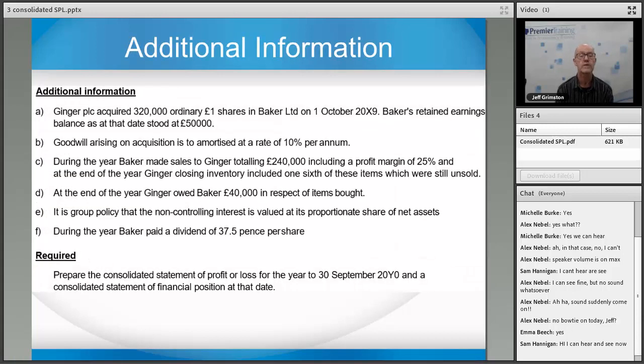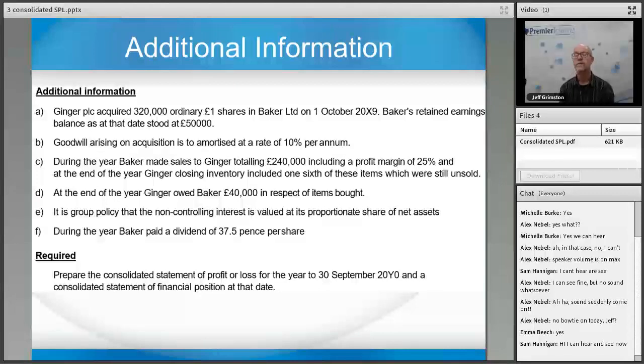If we look at the notes, there it is again. Now this time we do need to take account of the rest of that sentence. And I've got a working coming up in a minute to show you how we deal with it. 240,000 included a profit margin of 25%, and at the end of the year, Ginger's closing inventory included 1/6 of these items. At this point, let's think about why it matters.